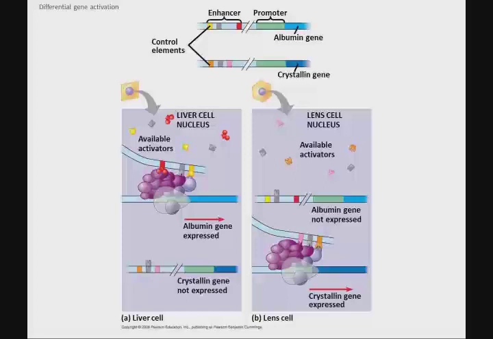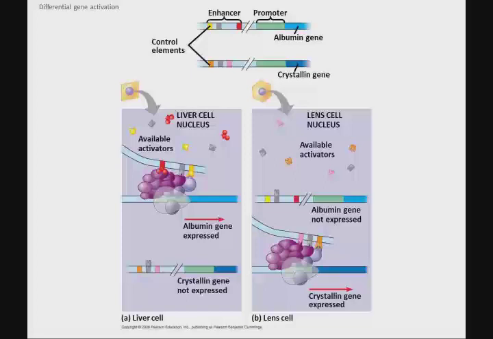And so again, in the lens cell, we express those three activators, which bind to the enhancers and turn on the crystallin gene. Well, then again, the gray, which overlaps between both genes, is bound, but because the red and the yellow aren't there, we don't turn on the albumin gene. All right?